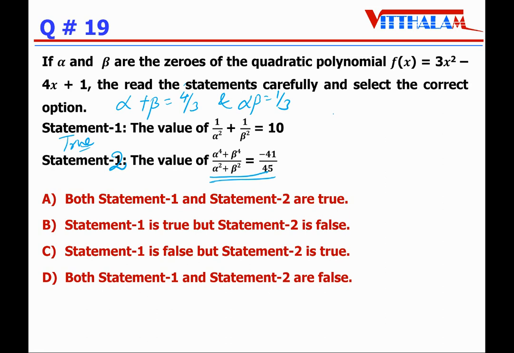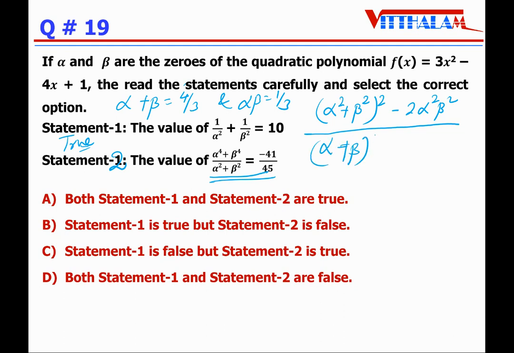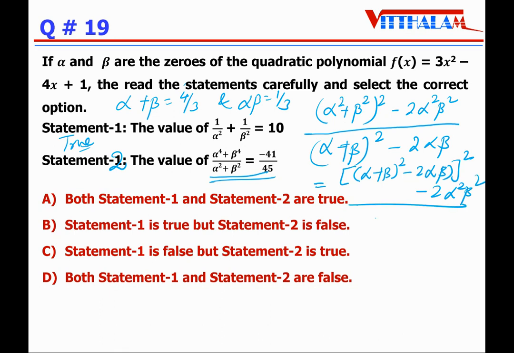So α⁴ + β⁴ will be written as (α² + β²)² − 2α²β² in the numerator, divided by α² + β². So this will be written as (α + β)² − 2αβ. Now again, numerator I will write as ((α + β)² − 2αβ)² − 2α²β², divided by the denominator, which remains the same: (α + β)² − 2αβ.